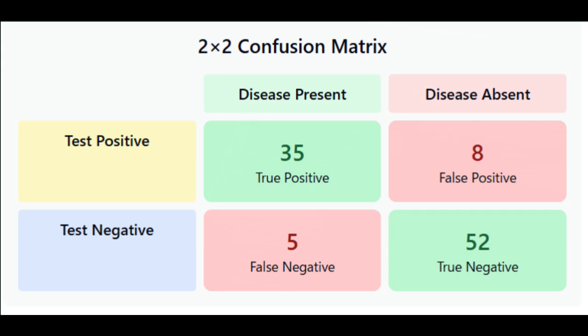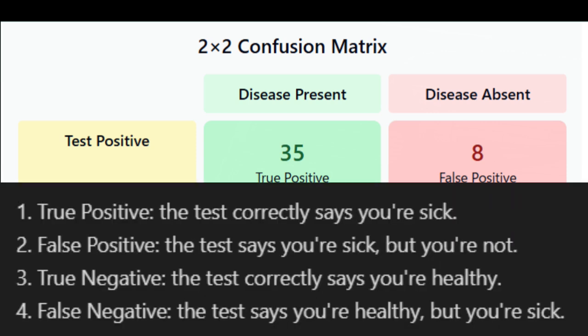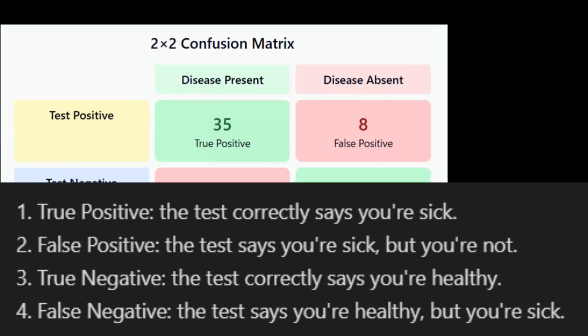On one side, we have the true condition, disease present or absent. On the other, we have the test result, positive or negative. This gives us 4 possibilities. 1. True positive. The test correctly says you're sick. 2. False positive. The test says you're sick, but you're not. 3. True negative. The test correctly says you're healthy. 4. False negative. The test says you're healthy, but you're sick.